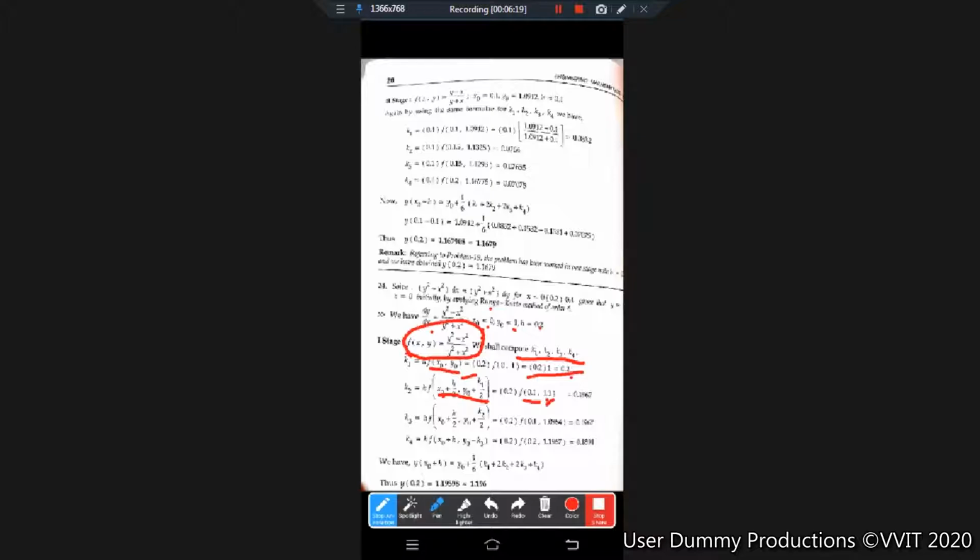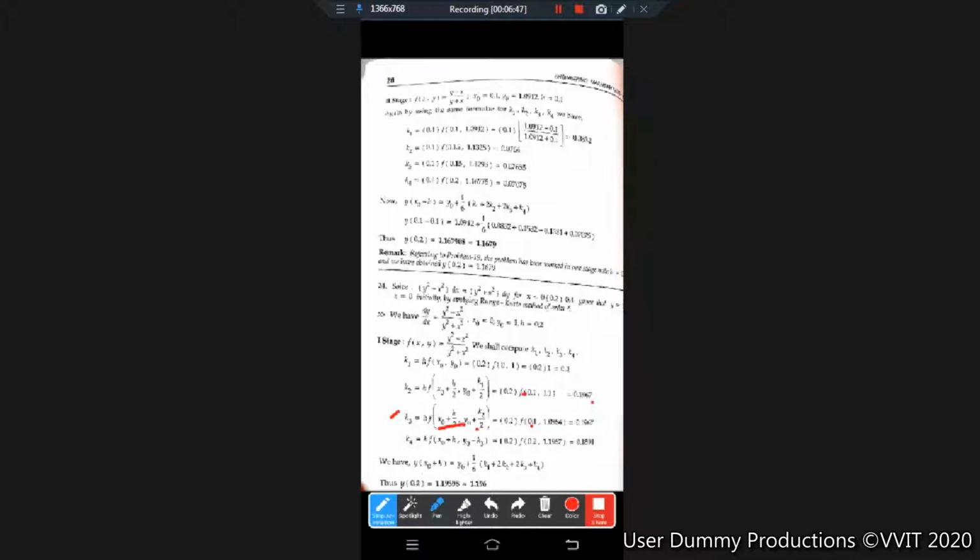So substitute these two in this function as usual in f of x comma y, you will get 0.1967. Is it clear? Similarly, we are going to now solve the K3. K3 also we have x naught plus h by 2, which we already found here. We are going to substitute the same. And y naught plus k1 by 2, again you should compute.